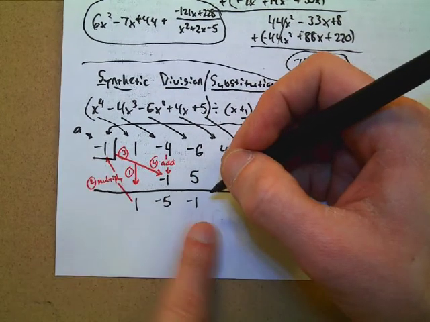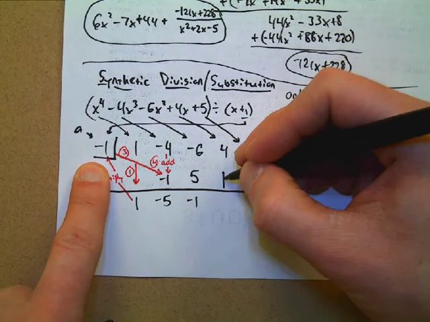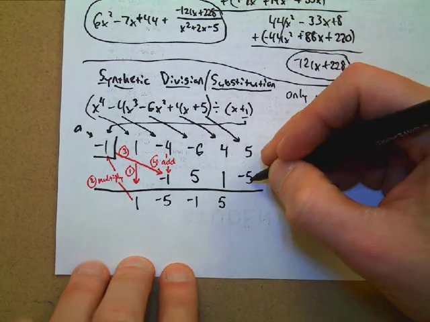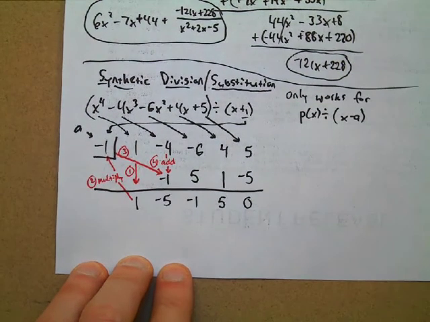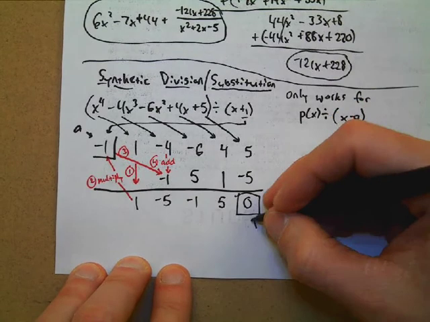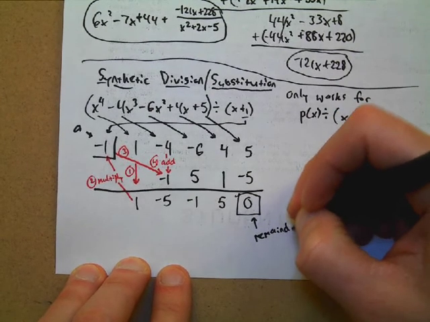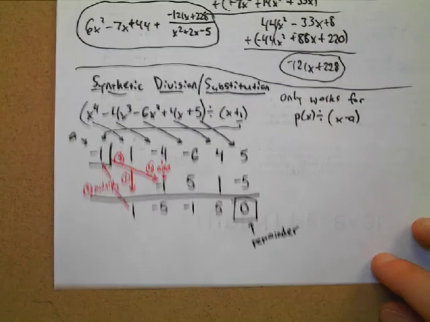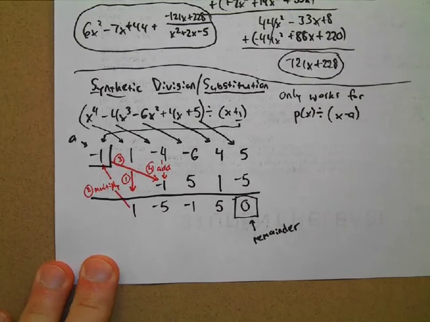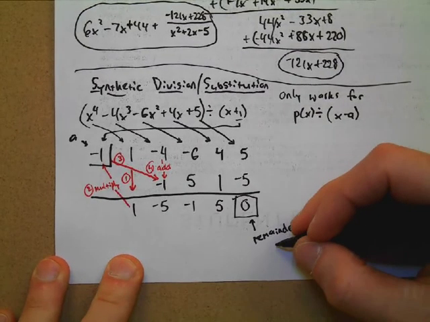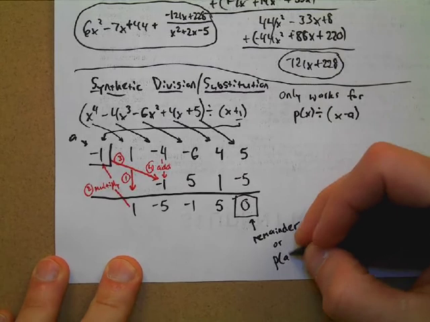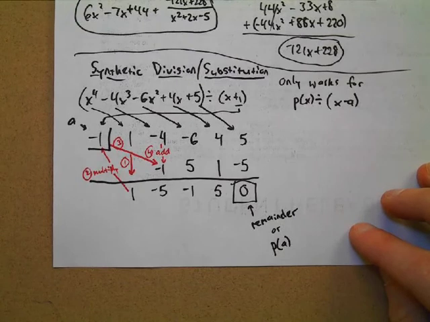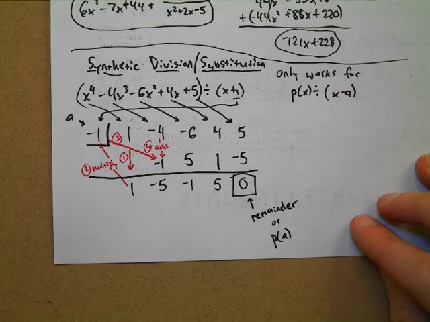Negative 1 times negative 1, 1. 4 plus 1, 5. 5 times negative 1, negative 5. 5 plus negative 5, 0. Okay? That number right there is our remainder. Since our remainder is 0, we know that our original factor divides evenly. It's also equal to P of A. By the way, you can also use synthetic division to evaluate polynomials too, if you want to.